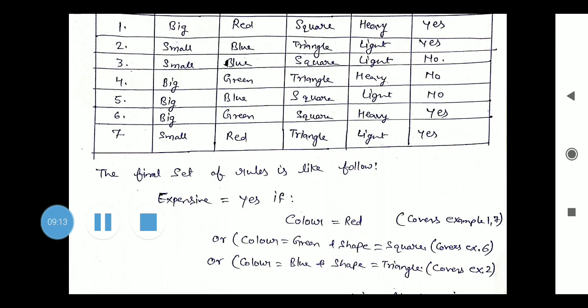Or color equal to green and shape equal to square covers example number 6. Or color equal to blue and shape equal to triangle covers example 2. So these are the rules which cover our positive class, yes or no class. This is an example of the sequential covering algorithm.